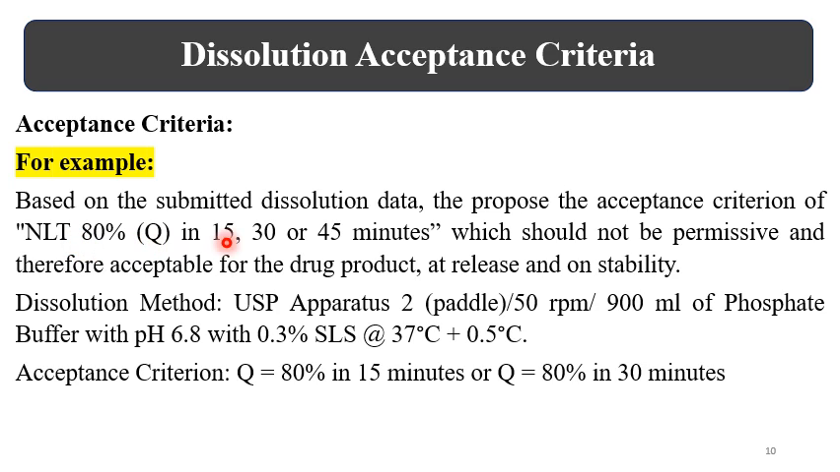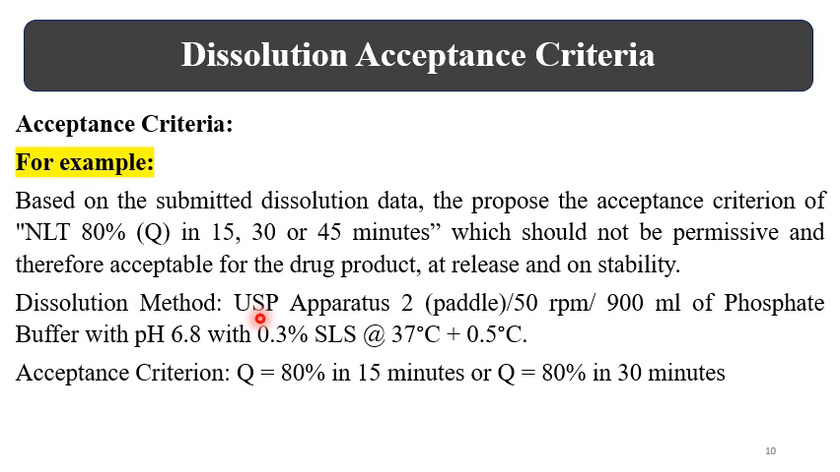For example, if you are getting 90% dissolution at 15 minutes, and if the applicant is giving not less than 80% at 45 minutes, then it will not be acceptable as it will become more permissive. So at that time the dissolution acceptance criteria should be not less than 80% Q in 15 minutes.